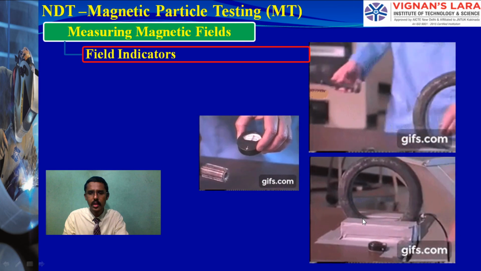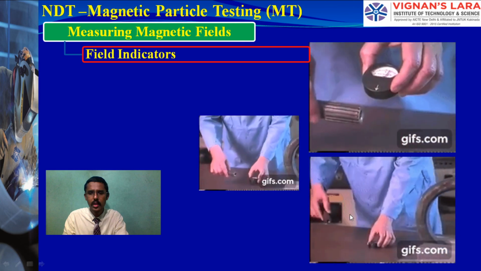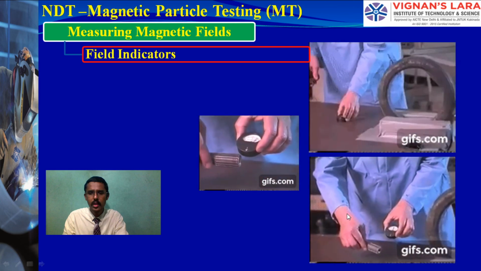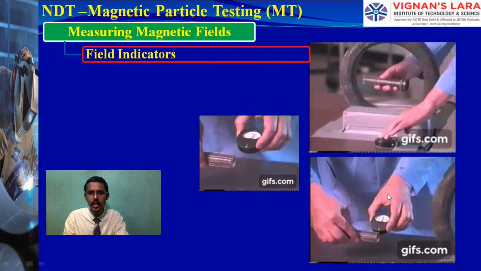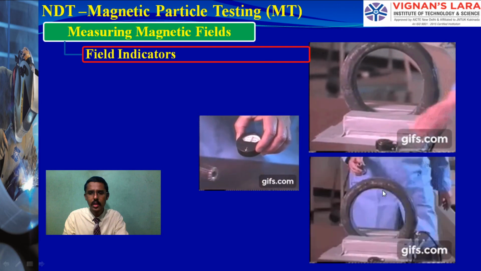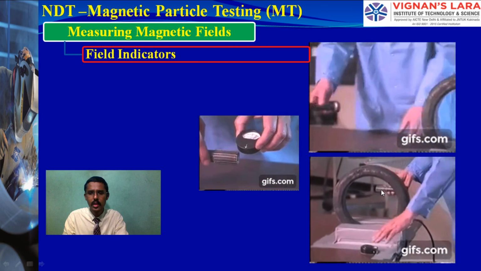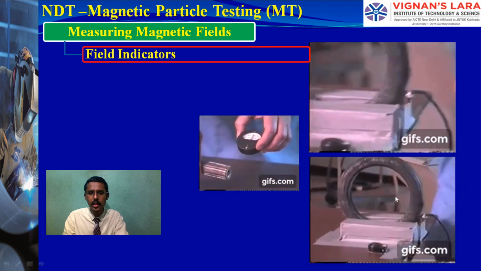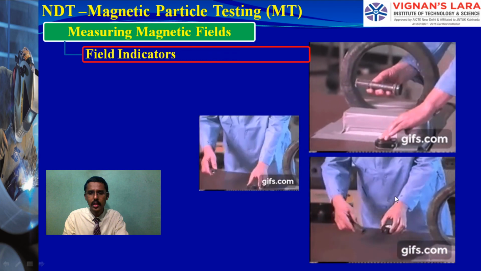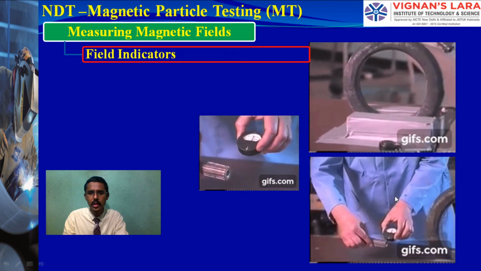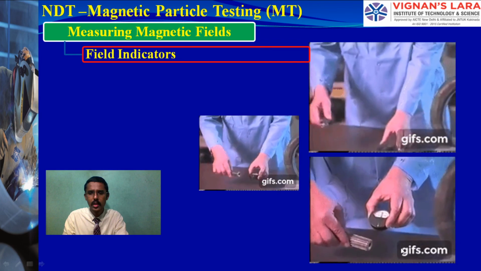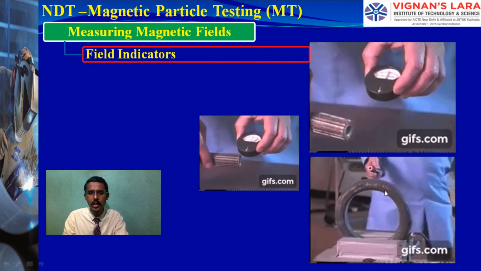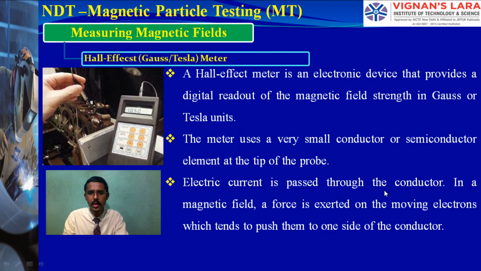That is also indicated in the field indicator. In the first image, the indicator's needle is moving. But in the second image, they are sending it perpendicular to the coil, therefore it is demagnetized. And now when it is measured through the field indicator, the needle is not moving. That is how we better understand this field indicator.